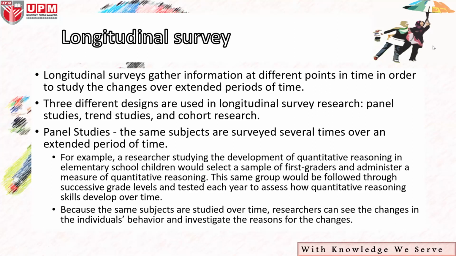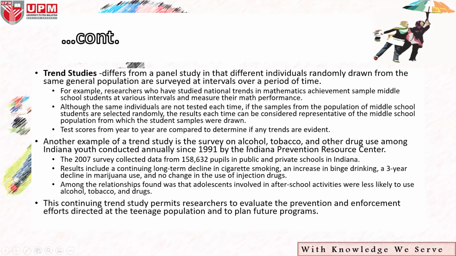Okay, because the same subject are studied over time, so the researcher can see the changes in the individual's behavior and investigate the reasons for the changes. Okay, kita akan nampak 3 tahun tu. Okay, next one, trend study. So trend study ni dia different from panel study in that different individuals randomly drawn from the same general population are surveyed at interval over a period of time.